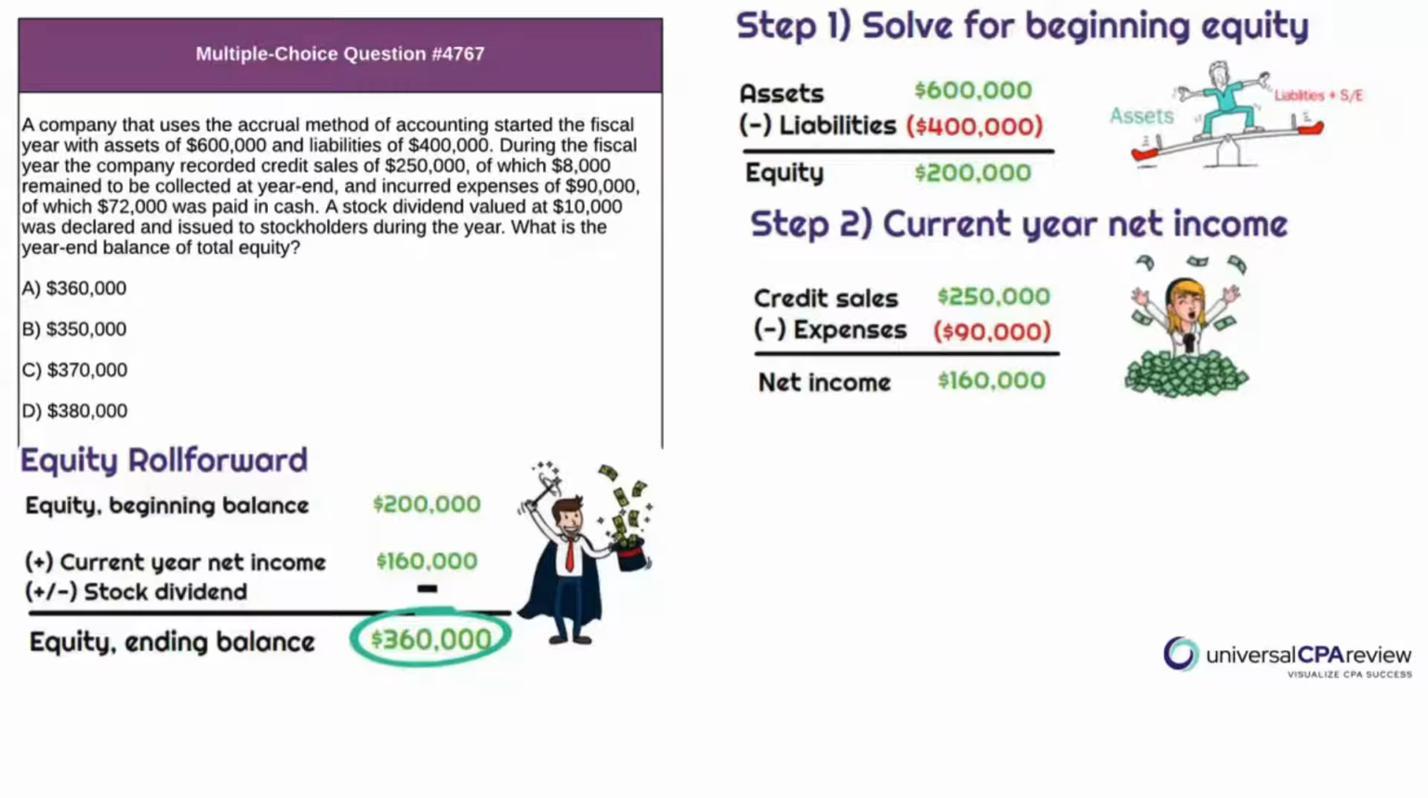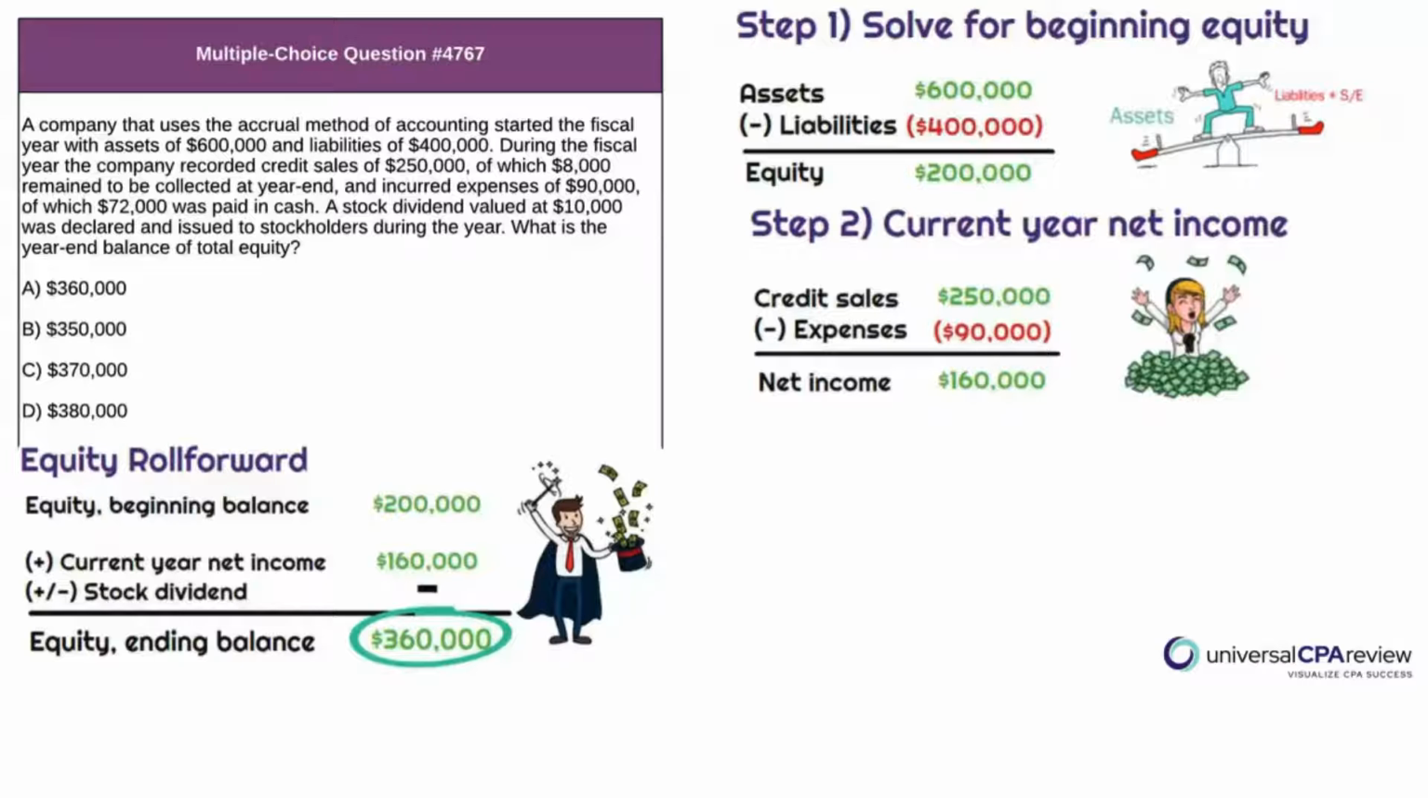We don't really care about what's outstanding because if it's been recognized, that means it's in accounts receivable until it's collected. So we don't have to worry about the $8,000 that needs to be collected. And then we also don't really care about the $72,000 paid in cash, right? Because we incurred expenses of $90,000. So under the accrual method, that's what our expenses are going to be.